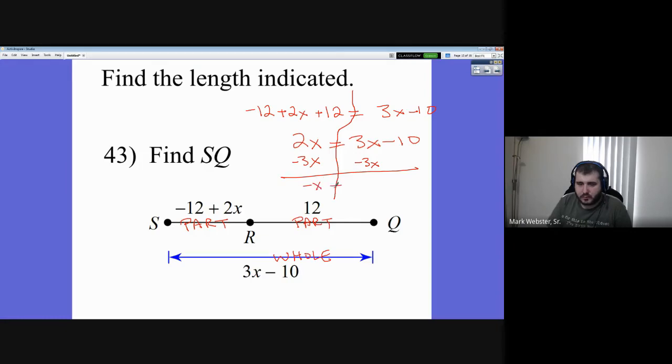Get -x equals -10. And if -x equals -10, what does positive x equal? Positive 10. That's exactly right. Very good. So again, we want to find SQ. We want to find from start to finish. That's this guy right here. So if x is 10, what's 3 times 10 minus 10?